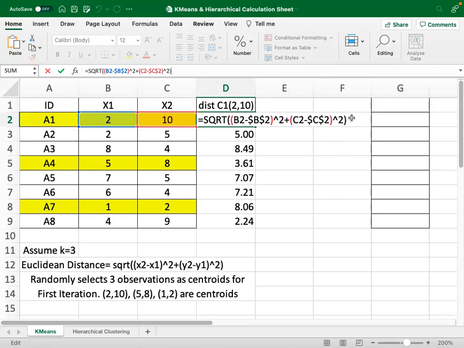Got it, all of you, the formula? So we are calculating the distance between all the other observations and the first centroid. The first centroid randomly selected is 2, 10.